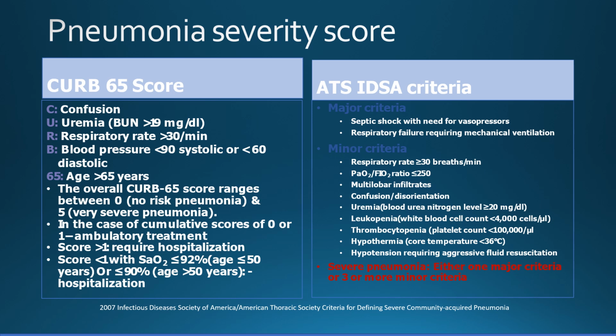0 is for no-risk pneumonia, 5 is for very severe pneumonia. In the case of cumulative scores of 0 or 1, ambulatory treatment is required. A score of more than 1 requires hospitalization.